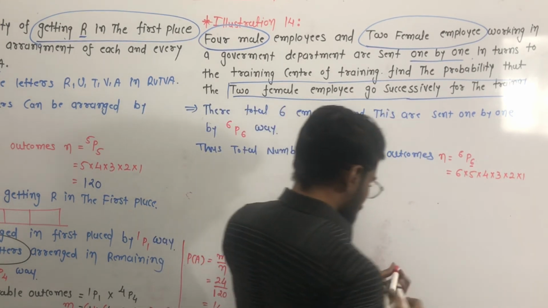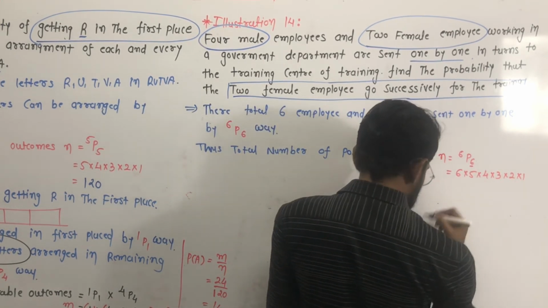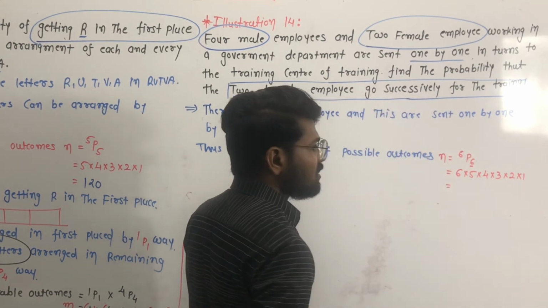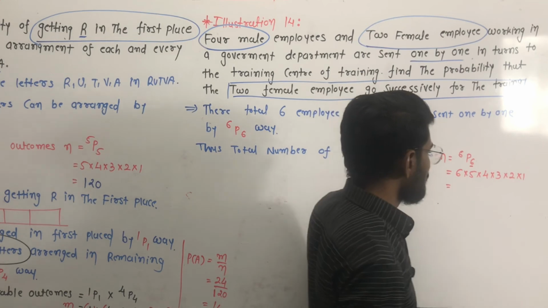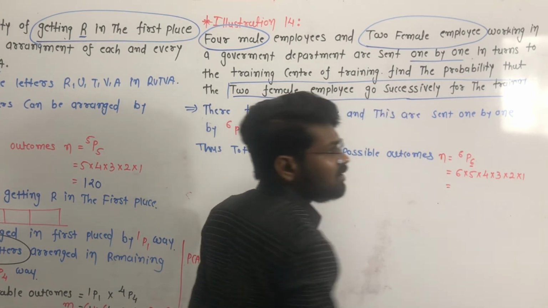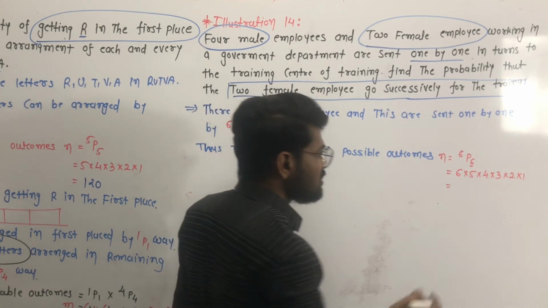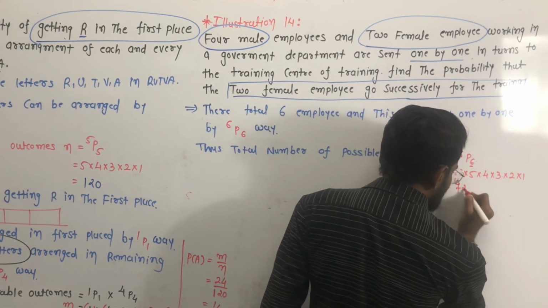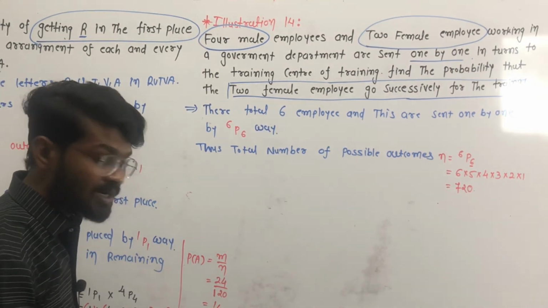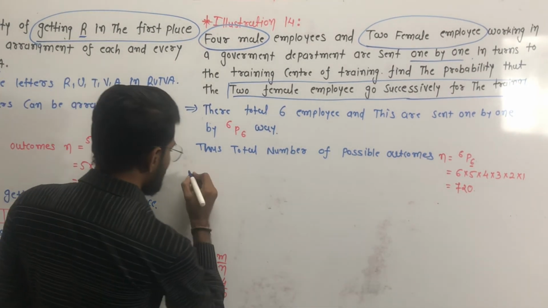Now we do the multiplication. 6 into 5 is equal to 30, 30 into 4 is equal to 120, 120 into 3 is 360, 360 into 2 means 720. So our total possible outcome will be 720. Now we have to get the total favorable outcomes.